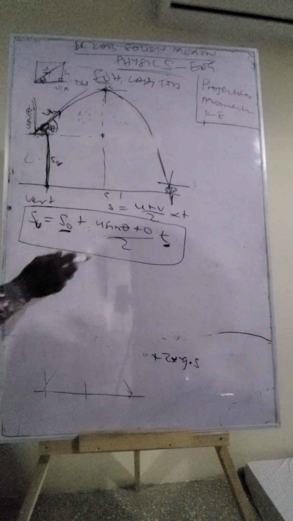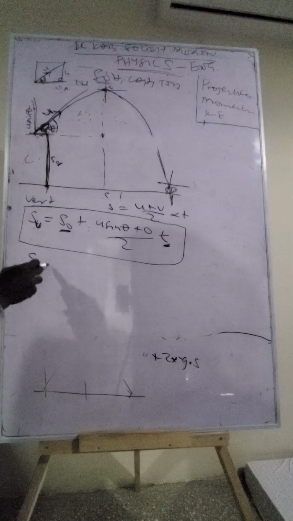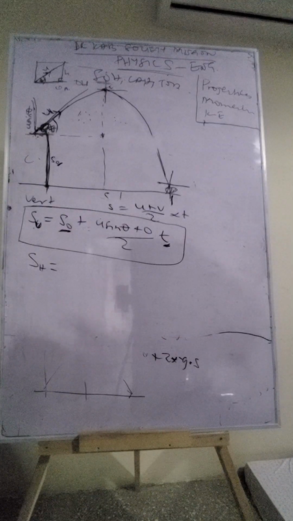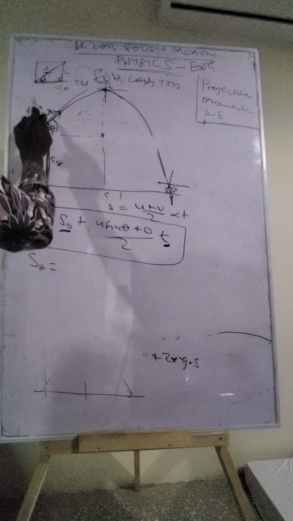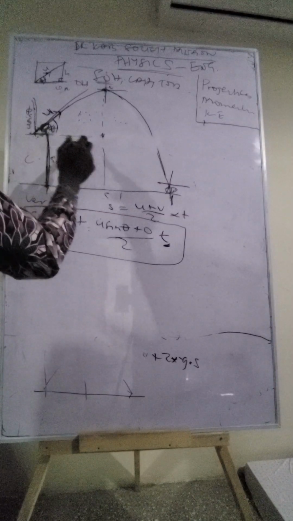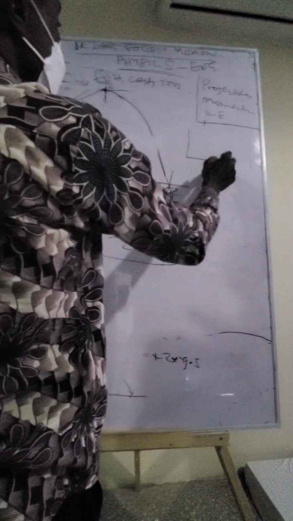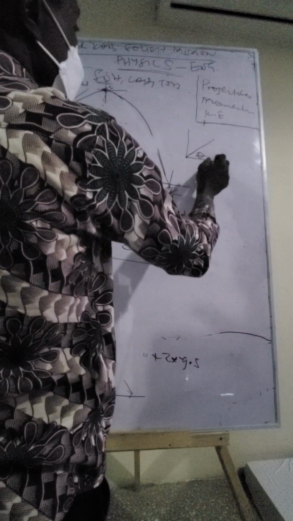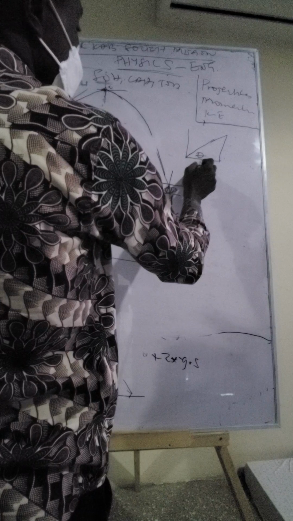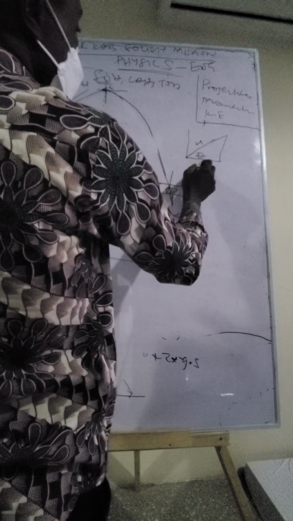Now let's look at the horizontal distance. How are we going to get it? The horizontal distance should be the component of U in the horizontal. So component of U in the horizontal. Let's look at it. Here we are interested in this one. So this is U. We are interested in this one.